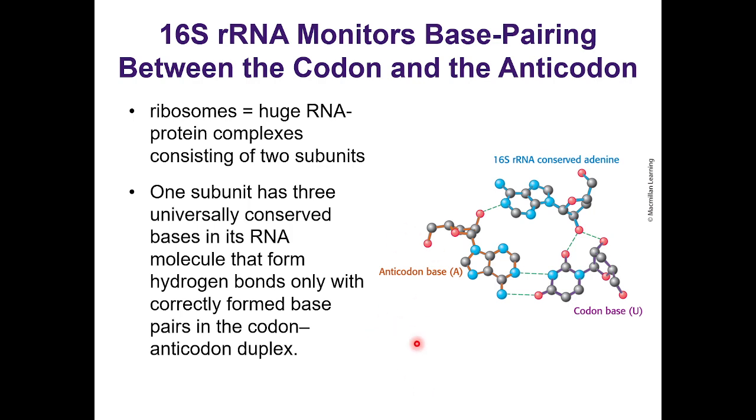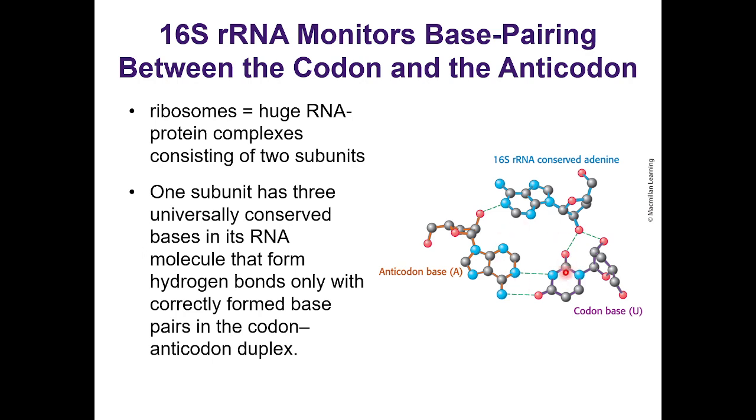The ribosomes are going to be the huge RNA-protein complexes that consist of those two subunits, which will assemble around your mRNA, right? We've discussed those a bit before. One subunit is going to have 3 universally conserved bases in its RNA molecule. These are going to form hydrogen bonds only with the correctly formed base pairs in the codon-anticodon duplex.